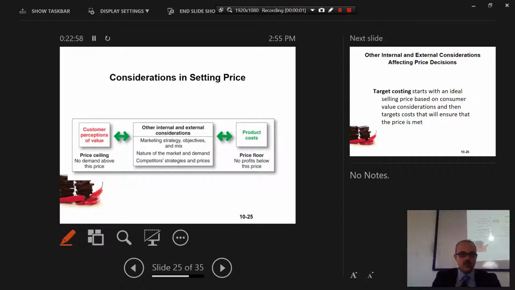So here, this is what we discussed previously. We said consideration in setting price. Here we've got this consumer perception of value. This is the ceiling. This is the price floor, which is the product cost. And then in between, we've got what strategies you have and what is the nature of the market.